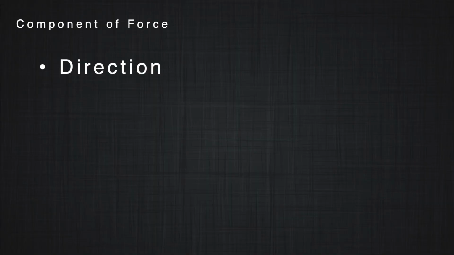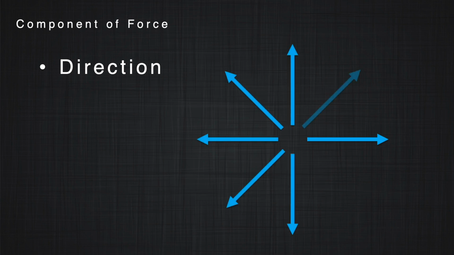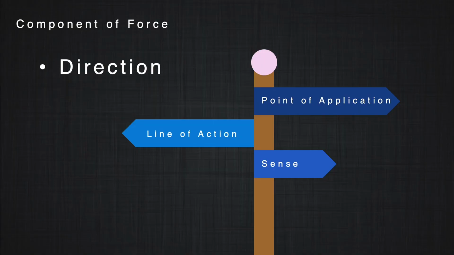The second subject that we need to know when we're talking about the force is direction. When we're talking about the direction, we need to define three components of it. Where the force is applied, that is called point of application. At what line the force was applied, that is line of action. And where the head of the arrow is pointed toward, that is called sense. Let's look at each one of these components separately.